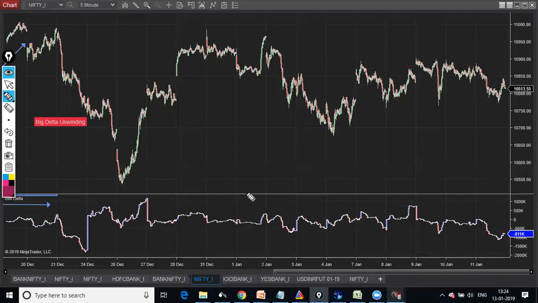But what we're seeing is a continuous whipsaw in the cumulative delta. The cumulative delta is completely going sideways. Markets are also going sideways. It means no aggressive participants are taking control in these markets. That's what it means.